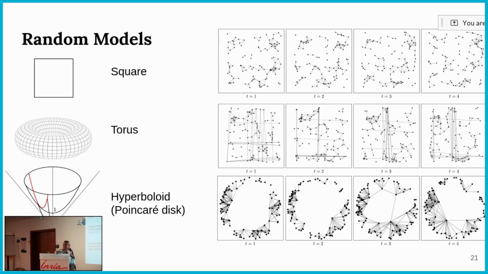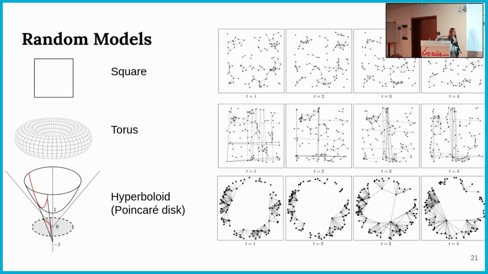So these are the three random models that we consider: one on the square, one on the torus, and the hyperboloid one. In this picture, you can see the projection from the hyperboloid to the Poincaré disk. And also in the picture on the right, you can see the main difference between the square and the torus. In particular, in the torus, we have big edges that connect the points.